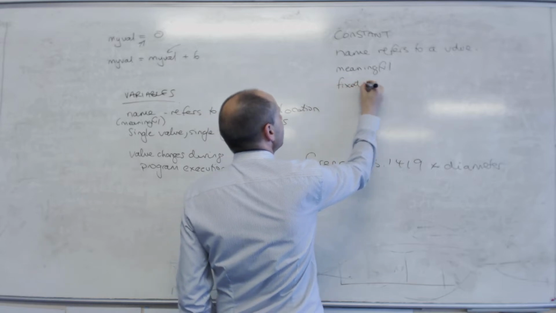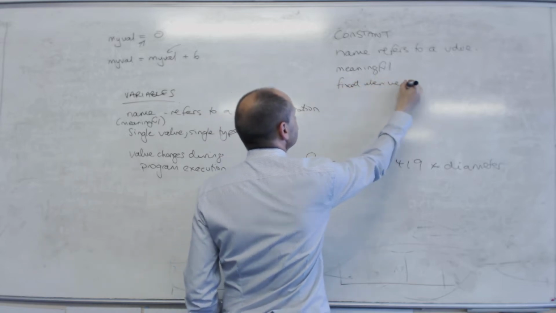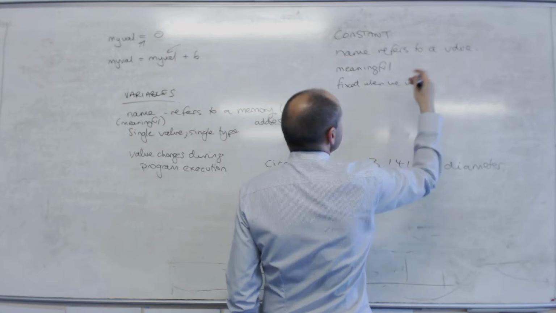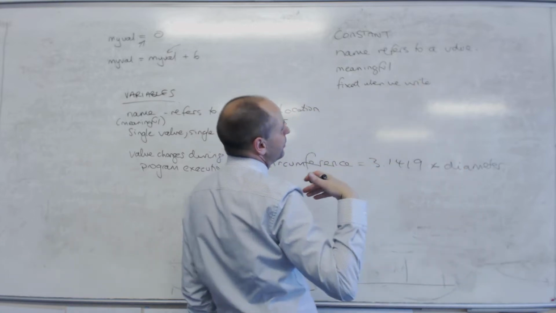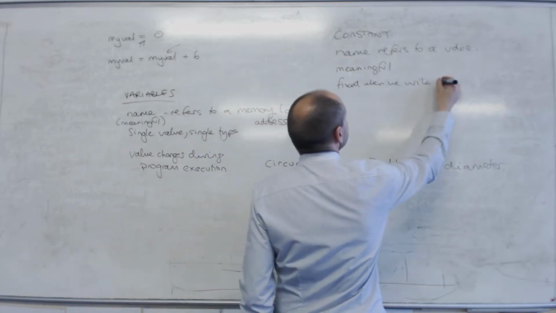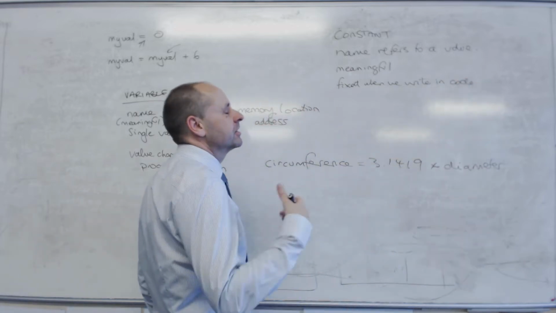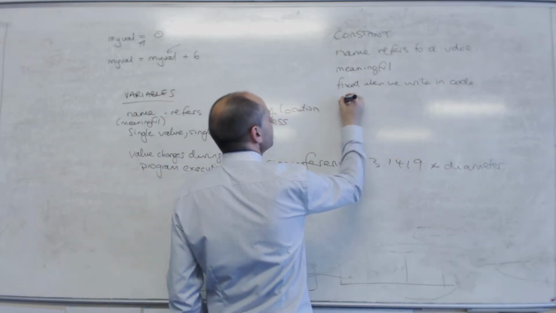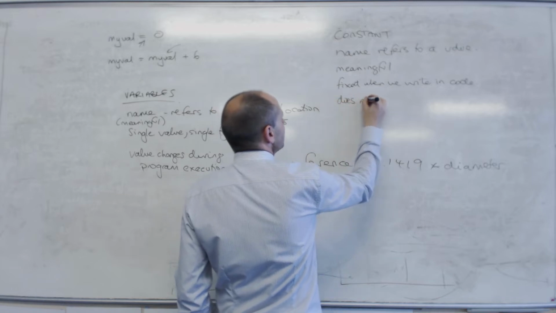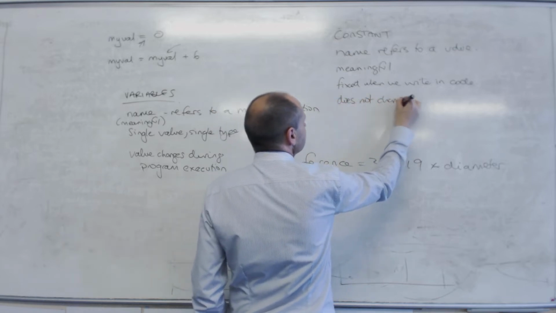It's fixed when we write the code. So once we've written that in code, that's it. Through the lifetime of the program, its value does not change. That's why it's called a constant. So it does not change during execution.